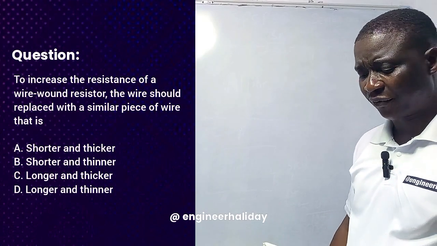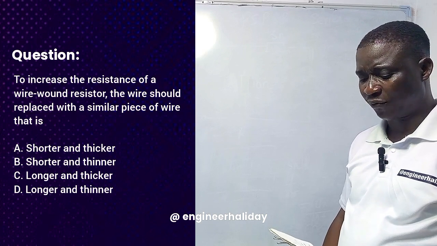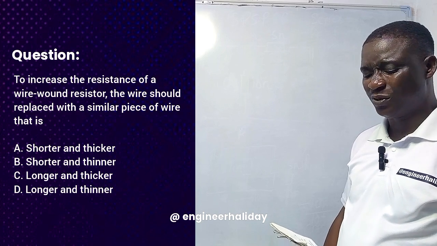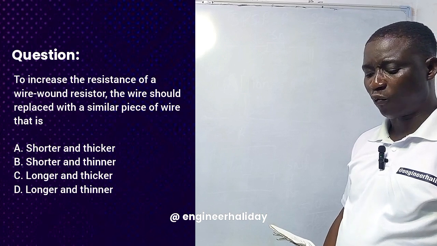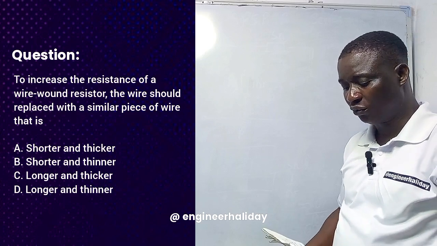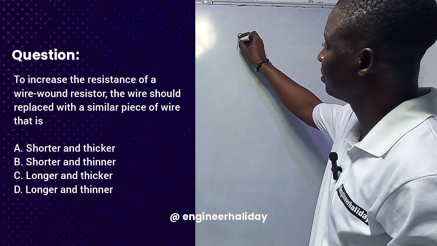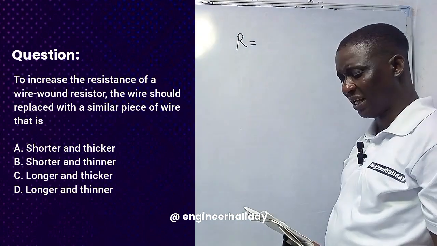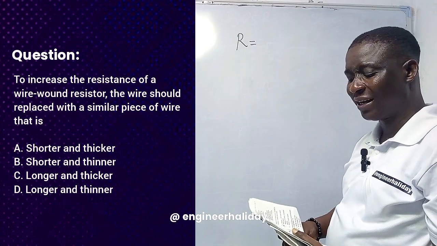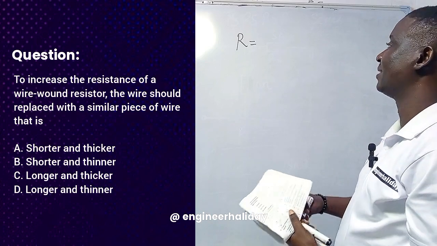To increase the resistance of a wire wound resistor, the wire should be replaced with a similar piece of wire that is what? Now, how do you increase the resistance? Option A: short and thicker. B: short and thinner. C: long and thicker. D: longer and thinner. It's a very technical question.